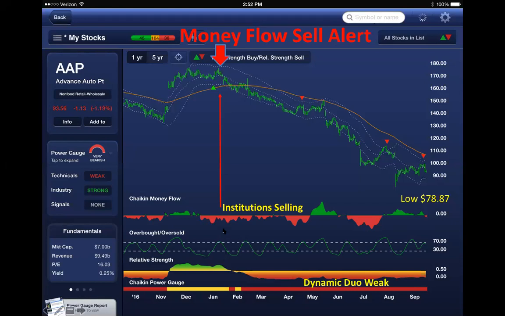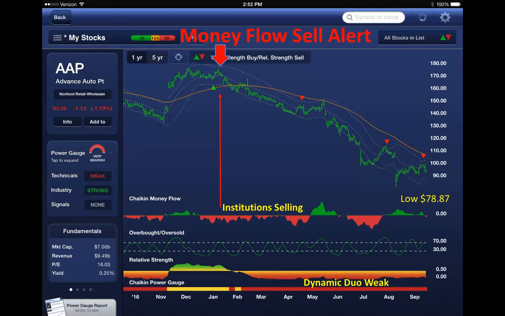Power gauge with neutral, that's your high momentum stock. It's your high wire without a safety net, bullish relative strength. But the institutions knew something and they were selling. Then you got a bearish personality change. Power gauge went bearish. So you had a weak dynamic duo, and the stock, that all came at about the 150 level. Relative strength sell signals along the way.